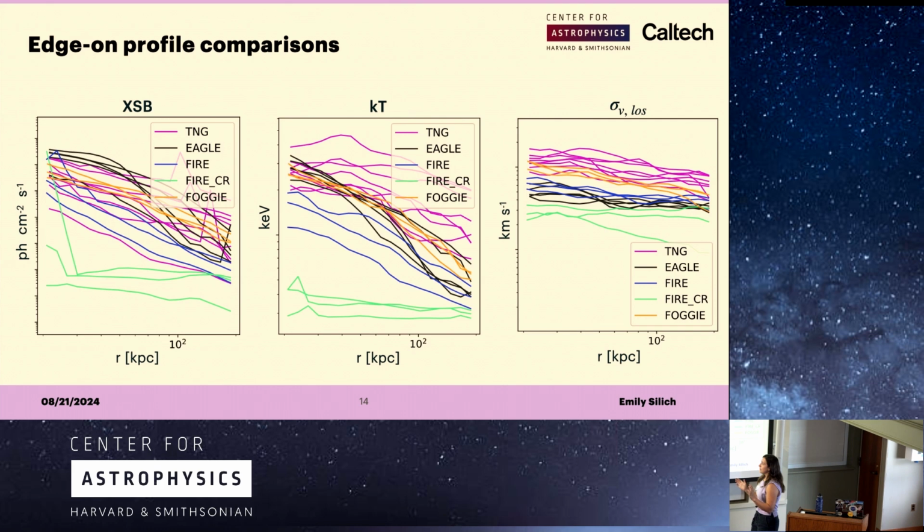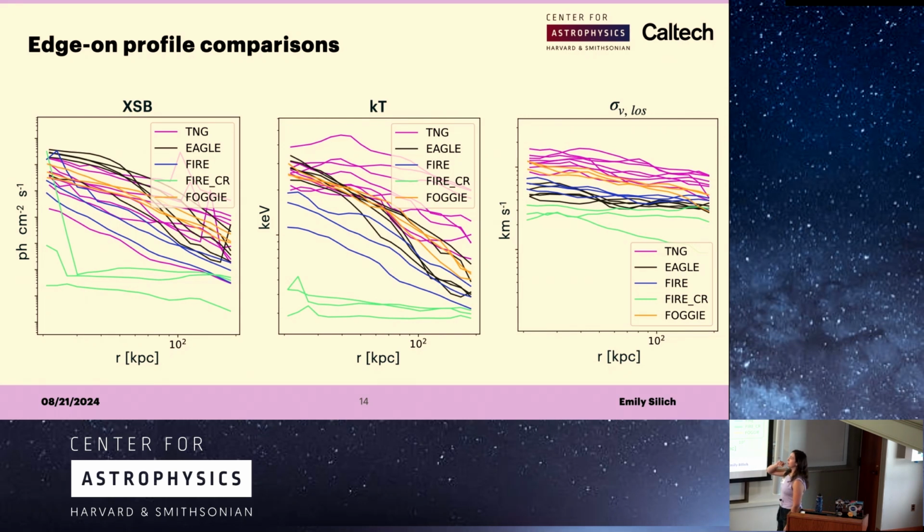Most of the galaxies show fairly similar shapes and normalizations in X-ray surface brightness, with the exception of the FIRE galaxy, which incorporates cosmic ray physics, where we don't see a lot of high surface brightness X-ray emission coming from that halo. And that's because your non-thermal pressure support is coming from the cosmic rays rather than thermal pressure support from the hot gas.